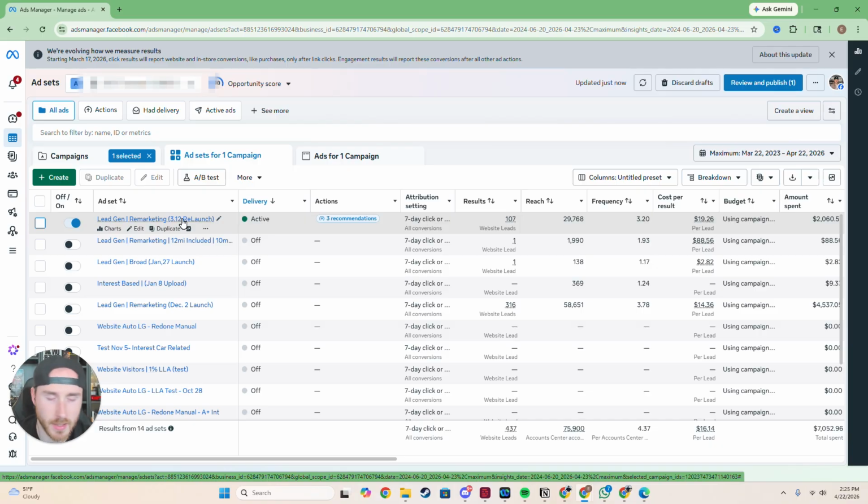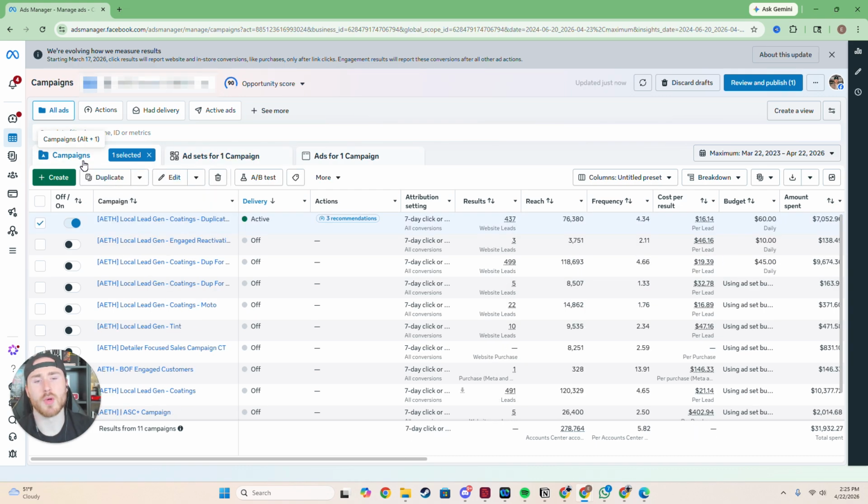I wouldn't split it up and go a bunch of different campaigns. We don't have a retargeting campaign. I don't think you need a retargeting campaign if you're doing ceramic coating. As long as you have enough creative, it will kind of do it itself.